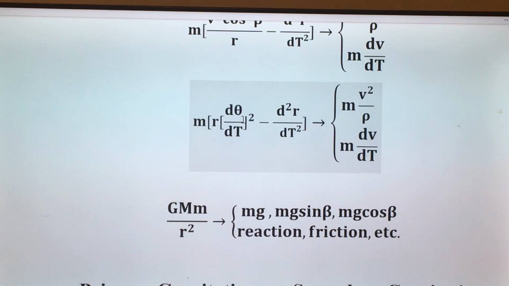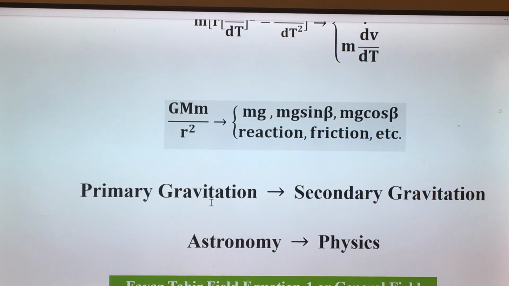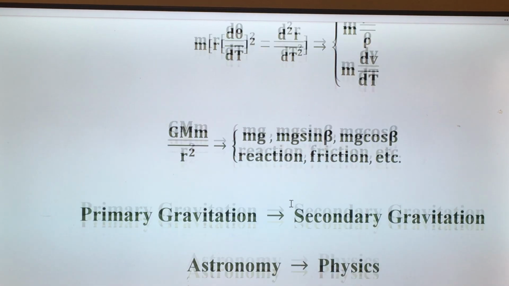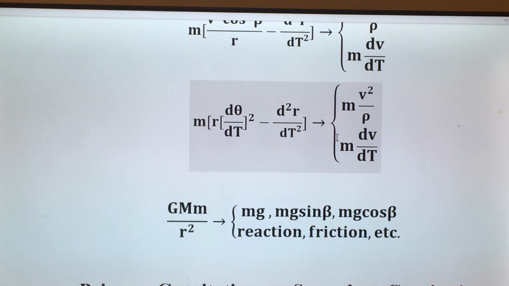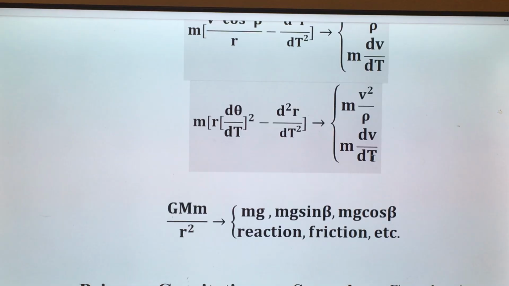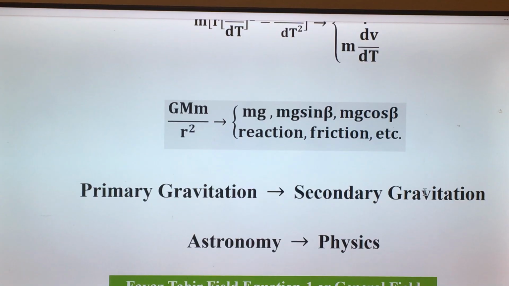When you compare this one with this, or this one with this, you get gravitation, which is primary gravitation. Binary star systems, two body motion. When the particles get into touch with each other, they start touching each other, then they give rise to reaction and friction. And then this breaks up into mg, or mg sine beta, or mg cos theta. So then this is called secondary gravitation.